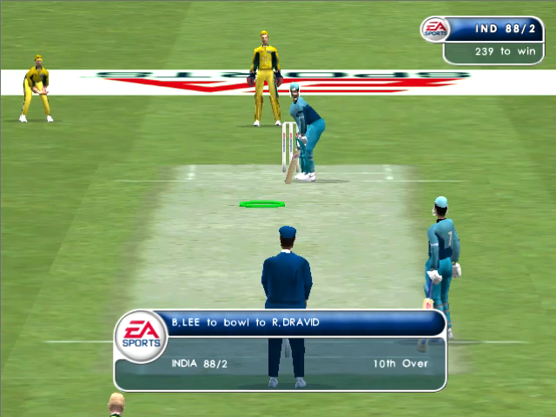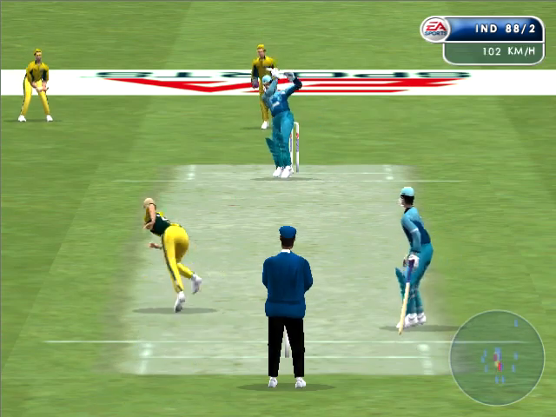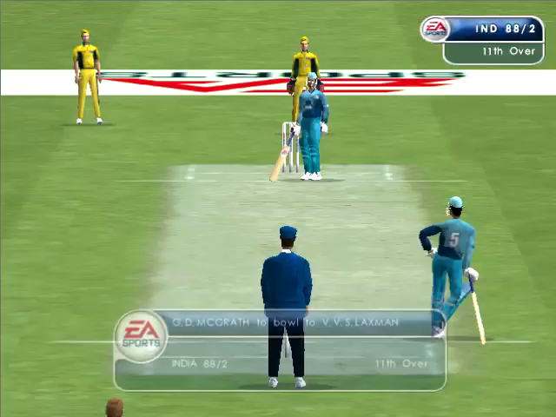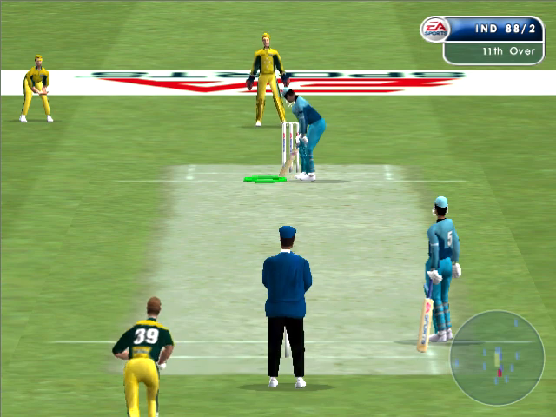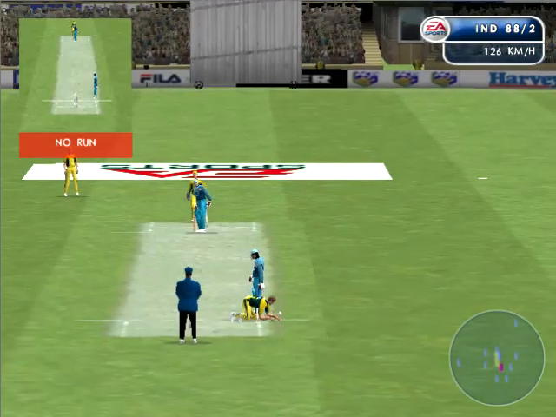Dravid facing. Stopped by Ponting. That's the end of the 10th over. McGrath to begin a new over. The required run rate is around 5.5 an over.